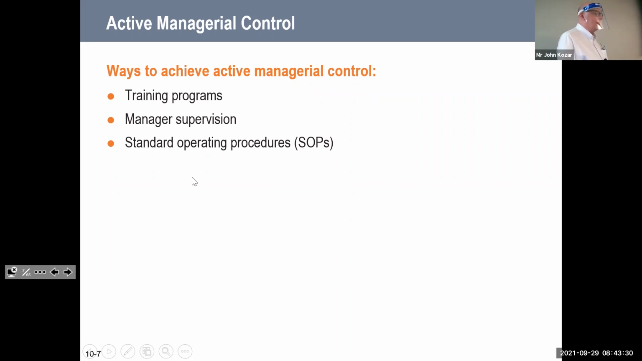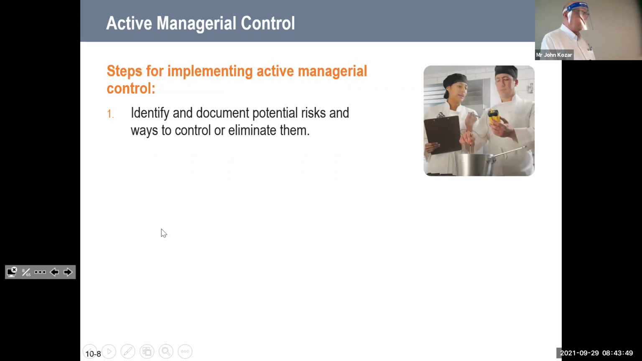Okay, so standard operating procedures for everything. You need to have a system for what the person does when they first walk in in the morning. A HACCP program. We're going to go into detail about what a HACCP program is today. So steps for identifying active managerial control. HACCP is one of the active managerial control options. You want to identify and document potential risks and ways to control or eliminate them.